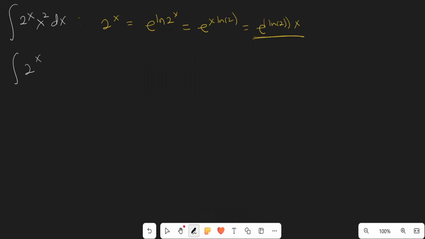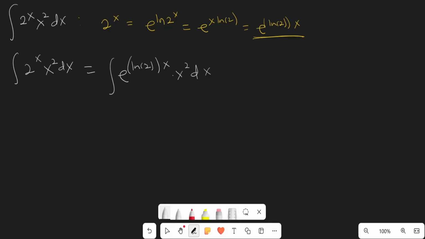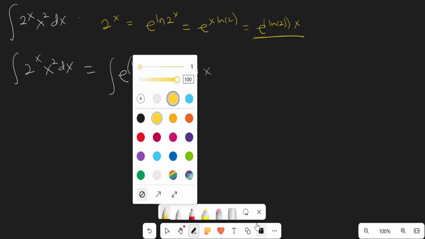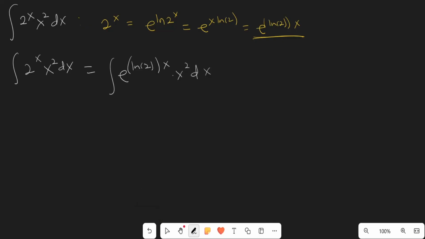So our integral now becomes the integral of 2 to the x squared dx. This is the same as the integral of e to the natural logarithm of 2 times x squared dx. And really here we can use integration by parts, because this one here is a constant which is multiplied by an x, all raised to the power e.